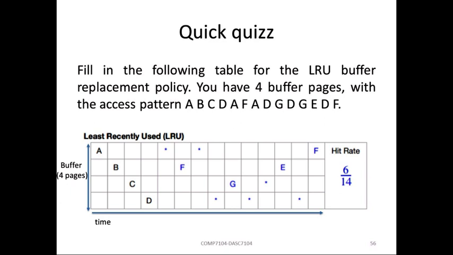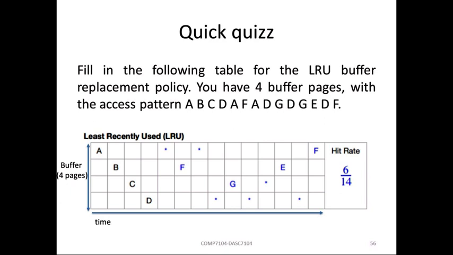was empty, and we placed page A in frame 1, page B in frame 2, page C in frame 3, and page D in frame 4. Then, so for now we have 0 cache hits. We have only misses. Then page A is requested again, and we have it in the buffer. So we have a first cache hit indicated by the star here.